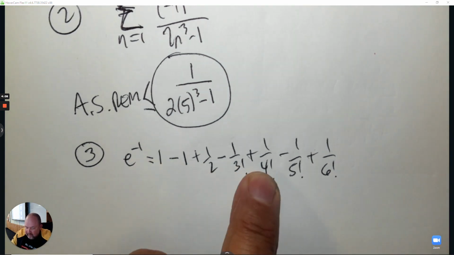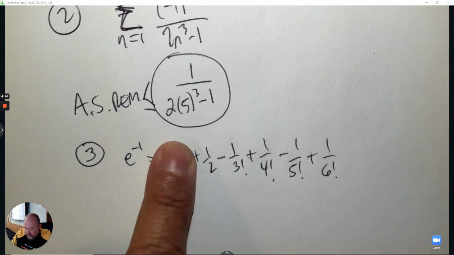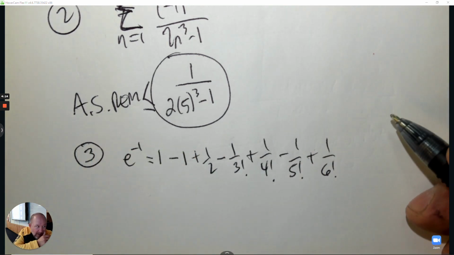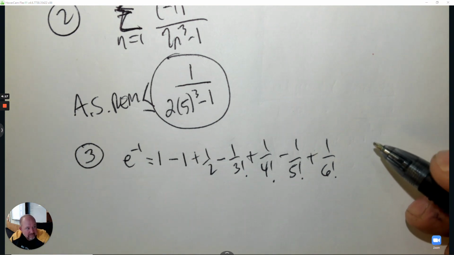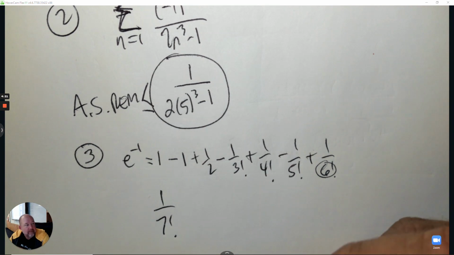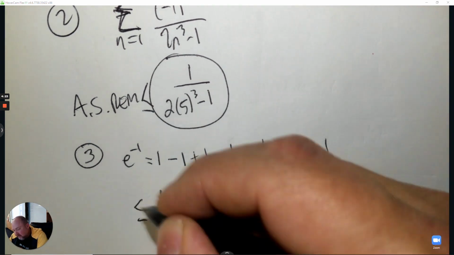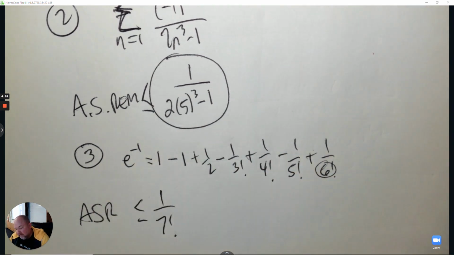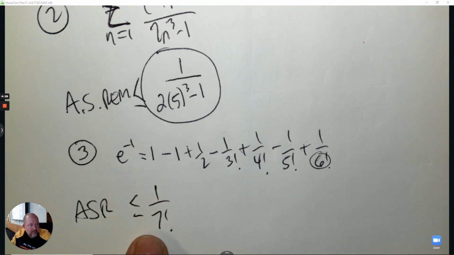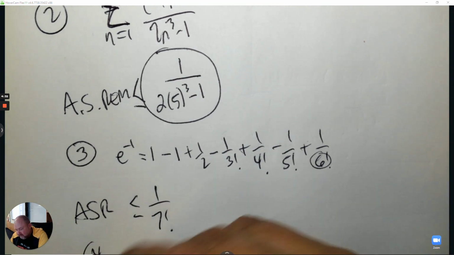It's really 1, 2, 3, 4, 5. All right. And that means the 7th one, there's the 6th, the 7th one, that would be your error approximation. So the alternating series remainder would be less than or equal to 1 over that. And that's fine. The next term.